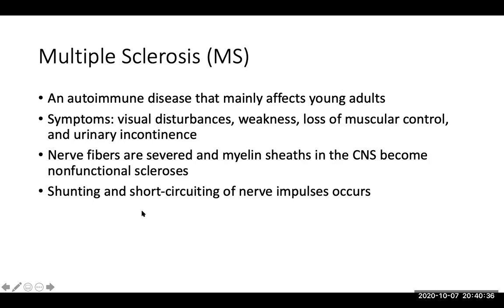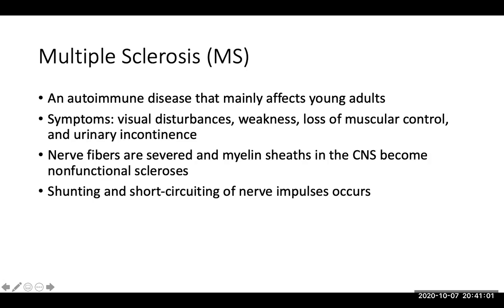Nerve fibers are severed in MS, and myelin sheaths in the CNS become non-functional scleroses, which are like hardened patches. So this will shunt and short circuit nerve impulses from occurring. So basically your nerve fibers become severed, the myelin sheaths become hardened scleroses. So the nervous system loses the ability to conduct nerve impulses.